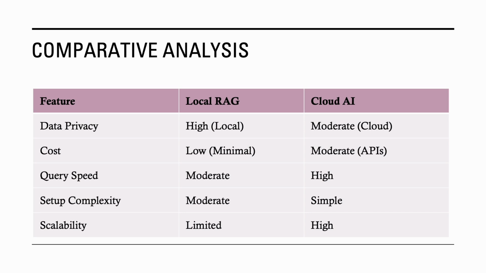Setup complexity for the local is moderate. Cloud is simpler to provision. On the scalability point, cloud is elastically scalable. By matching this dimension, you can align your choices with organizational priorities, data control versions, throughput.